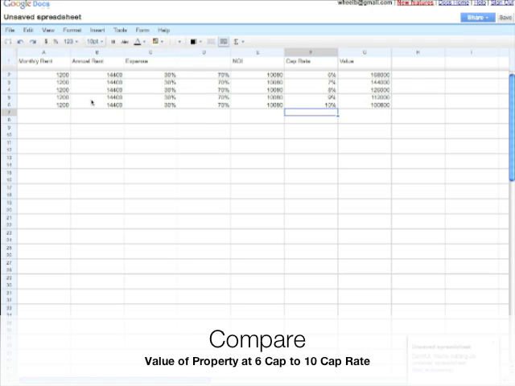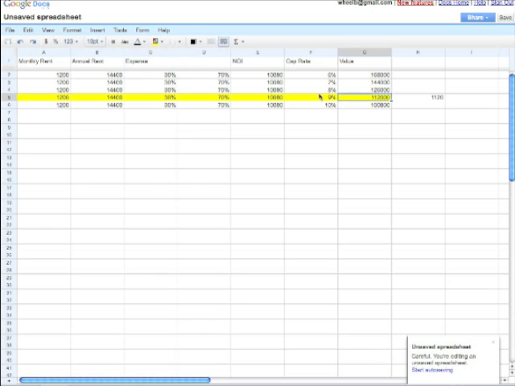Now, probably, if you're an independent investor, you'll be investing more in this range. So I would be willing to pay, as a 9-cap investor, $112,000 for a property that rents for $1,200 a month. So I hope that explains a lot.